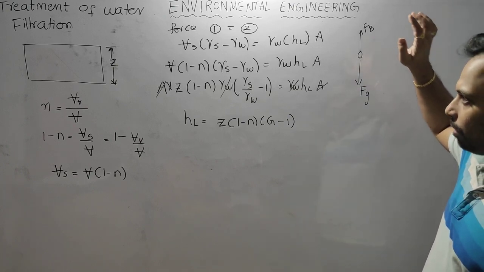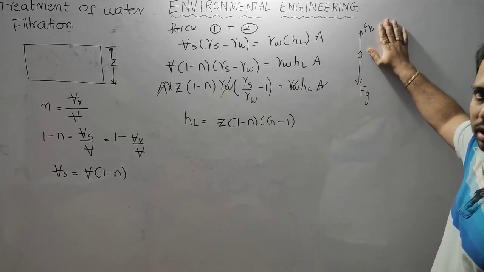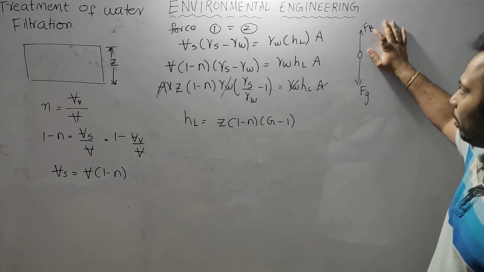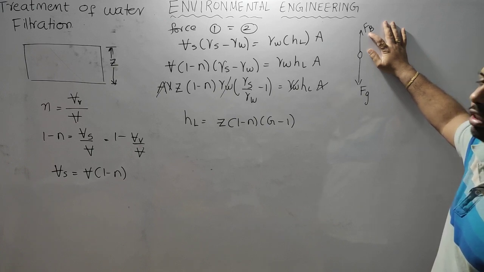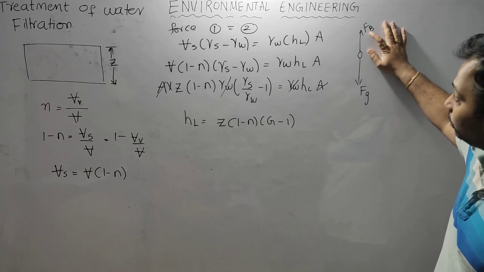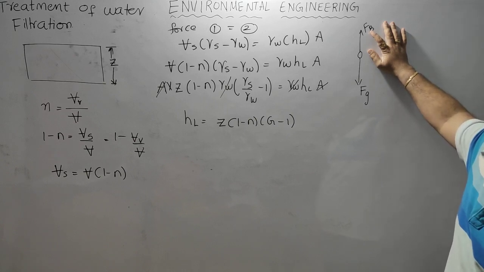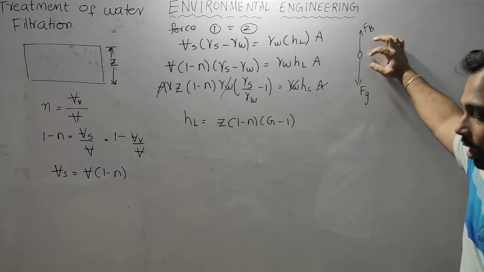The velocity of backwashing should be such that the force coming out of the backwashing pressure should not be more than this buoyancy pressure. If it is more than this buoyancy pressure, then the particle will go away.